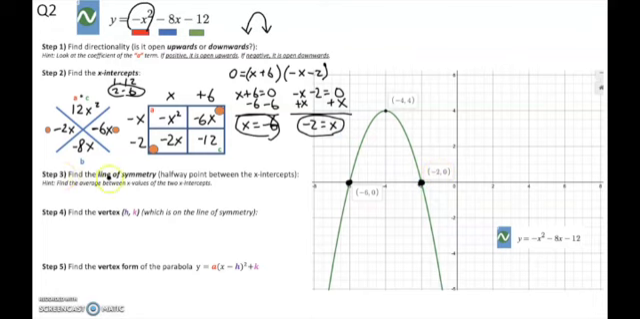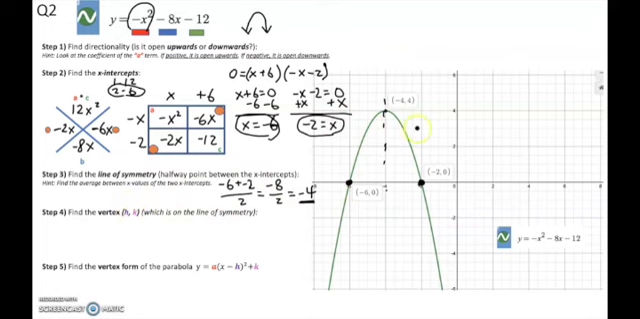Our step 3, let's find the line of symmetry, the halfway point between the x-intercepts. It looks like it's at negative 4, but let's check. Negative 6 plus negative 2 divided by 2. So negative 6 plus negative 2 is negative 8 divided by 2, which will be negative 4. Okay, so x equals negative 4 is our line of symmetry.